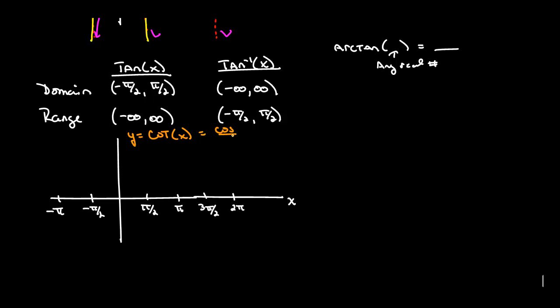So cotangent, if you remember, is cosine over sine. So whenever sine is 0, we've got a vertical asymptote. So that'll happen here at 0 radians. It'll happen again at pi, again at 2 pi, and negative pi. Now, it is 0 whenever cosine is 0. So that'll happen here, here, and here.